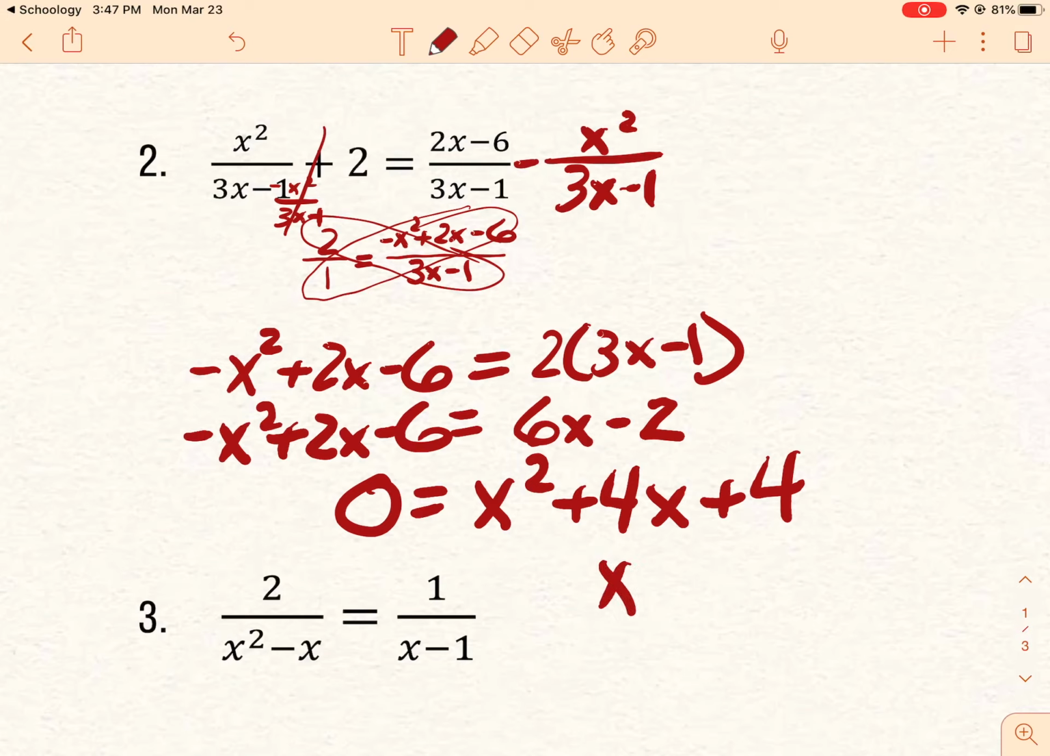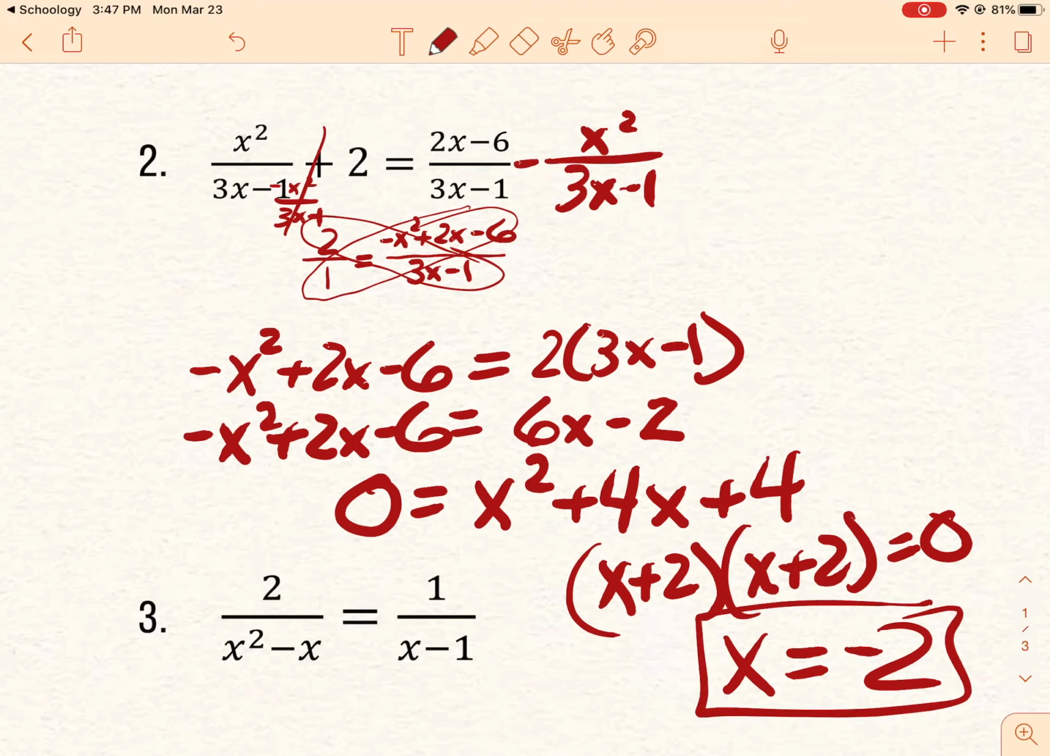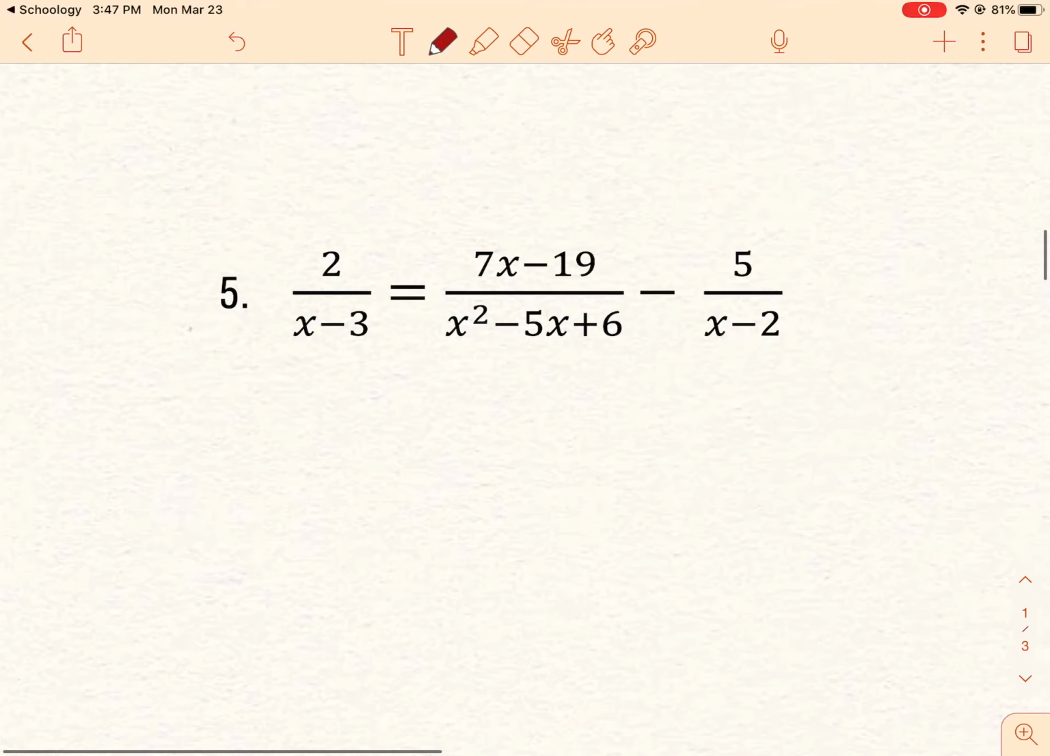That takes us to exactly where we were before when we ended up getting x plus 2 times x plus 2 equals 0, giving us an answer of x equals negative 2. So that's two different ways that you could take a look at the same problem, but whatever you see best, go with it. The other one I'm going to take a look at is number 5.